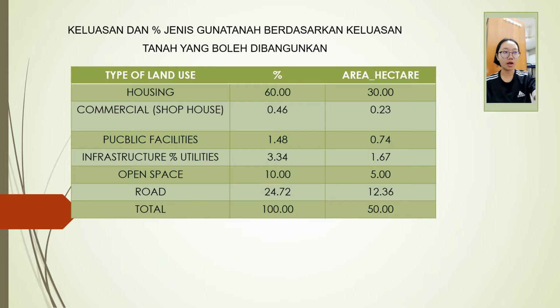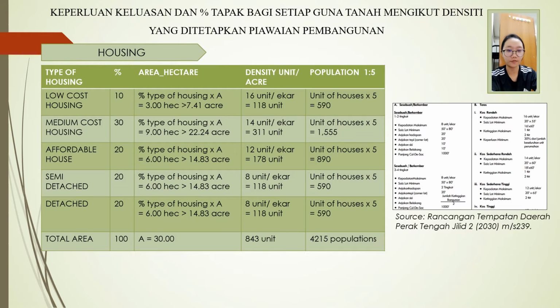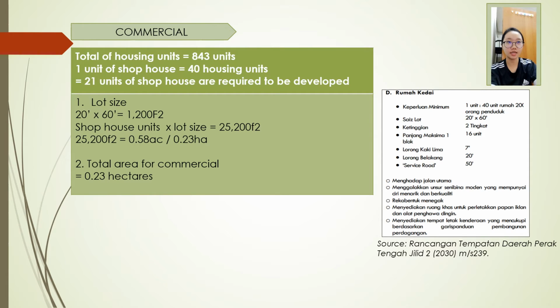Overall, there are 50 hectares. There are 5 types of housing. Every housing type has its own acreage that we can develop at the site. As we can see, the total area for commercial is 0.23 hectares for 843 housing units.